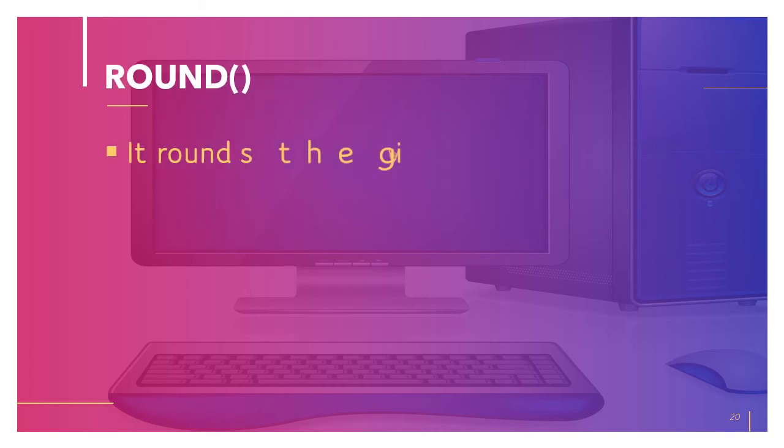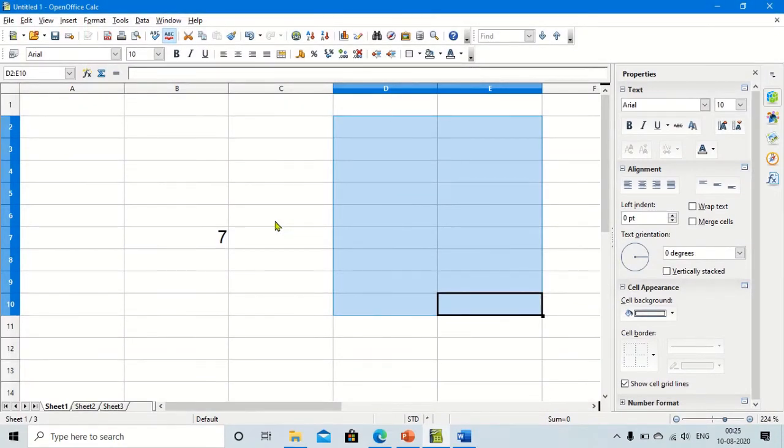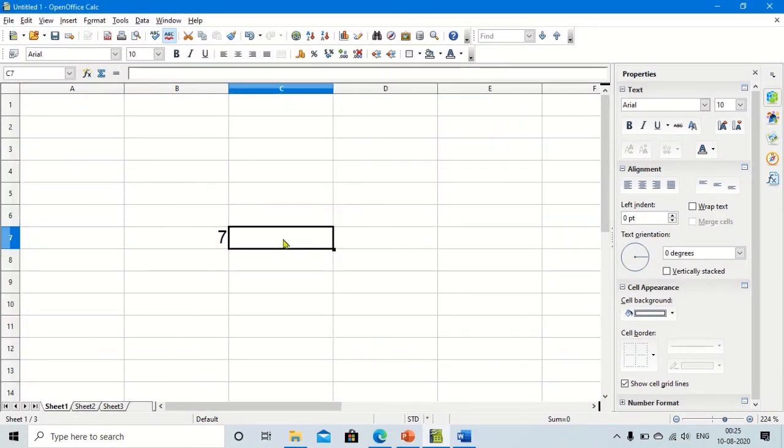Round. This function rounds the given number to the specified places. Let us see practically. Here there is a number 7.456. I want to round it up to 2 decimal places. So I will write here round, then I will give the cell address of this cell, semicolon, up to 2 decimal places. So I am giving here 2.